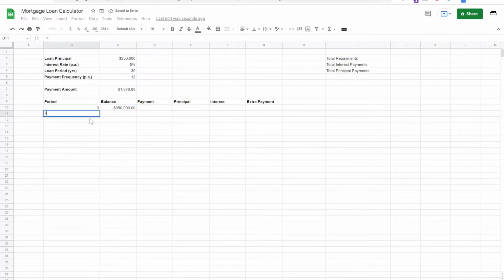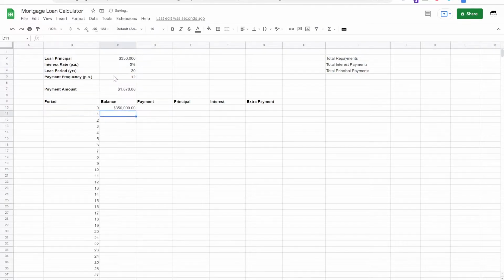And what we want to do here is use the sequence formula. And what that's going to do for us is automatically put the 1, 2, 3, 4 and build out all those different schedules. So what we need to do here is we need to multiply 30 by 12, giving us the total number of periods that we're going to be making payments for.